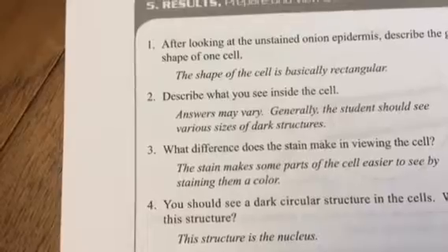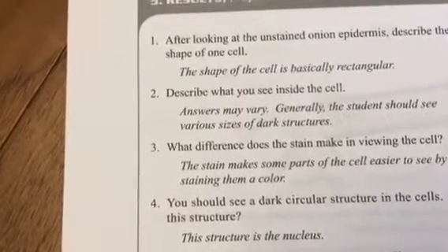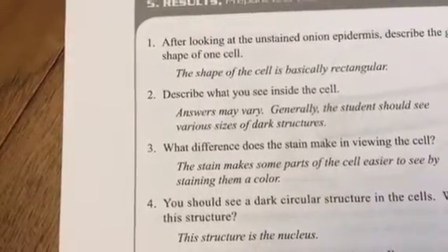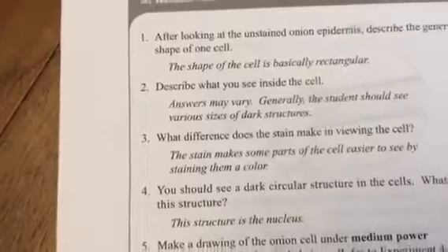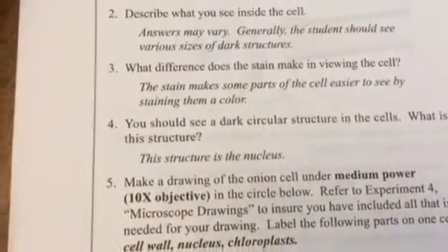Number 3, what difference does the stain make in viewing the cell? Well, basically we stain cells so that we can see them better. So hopefully it made some parts of the cell easier to see by making them darker. Number 4, you should see a dark circular structure in the cells. What is this structure? Well, that is the nucleus of the cell.